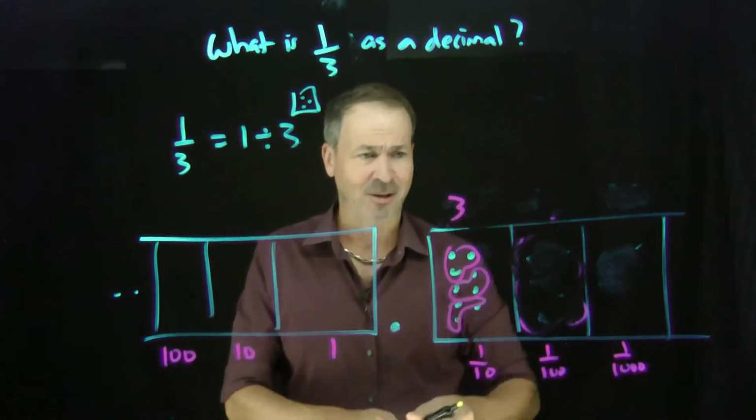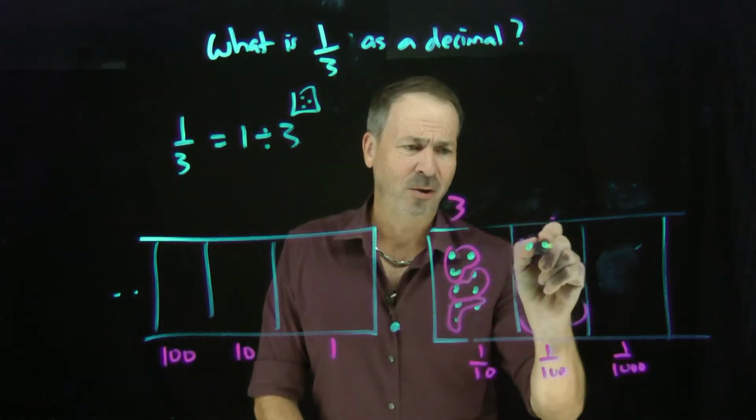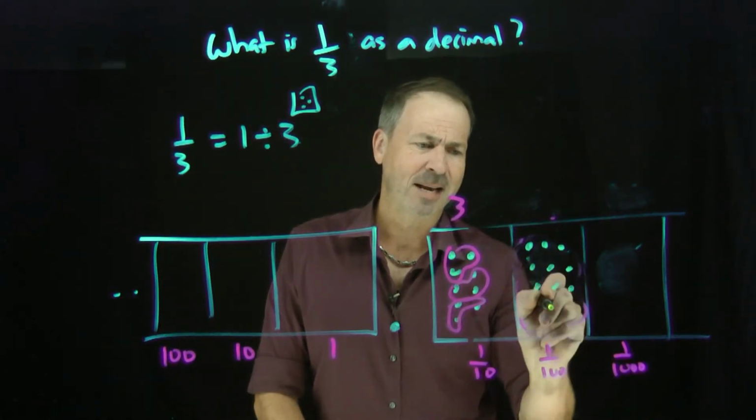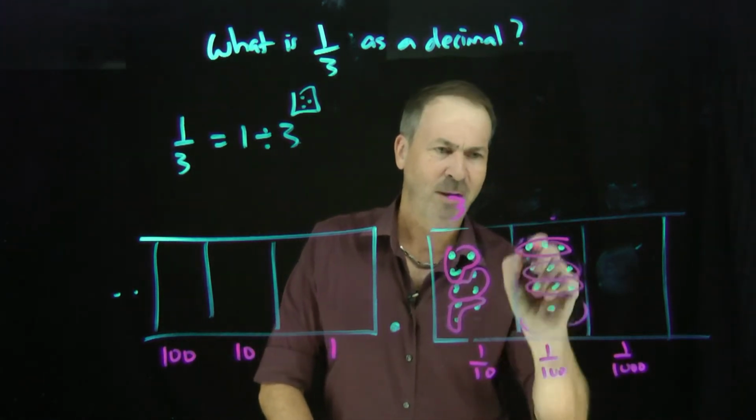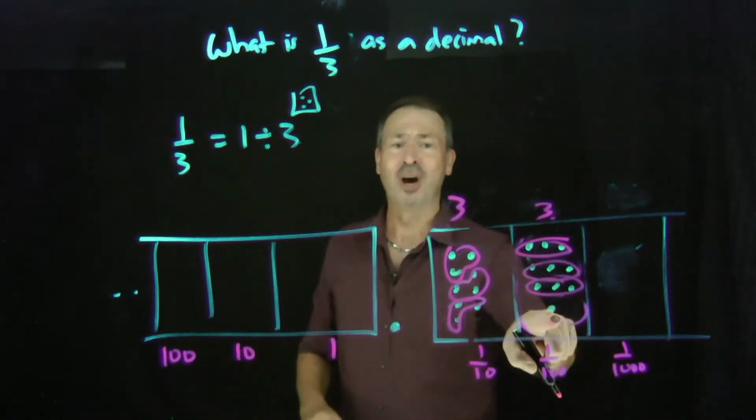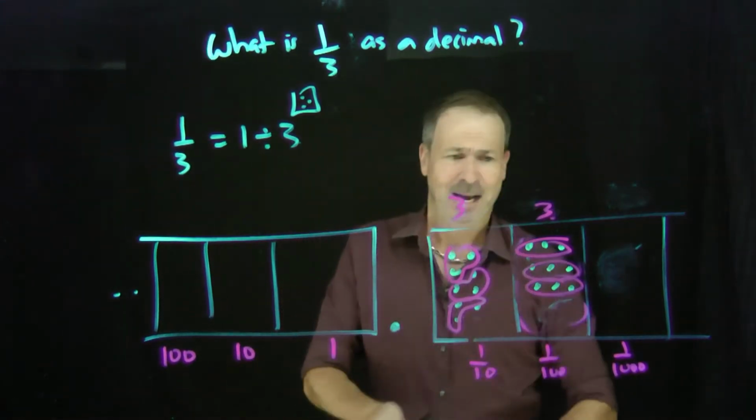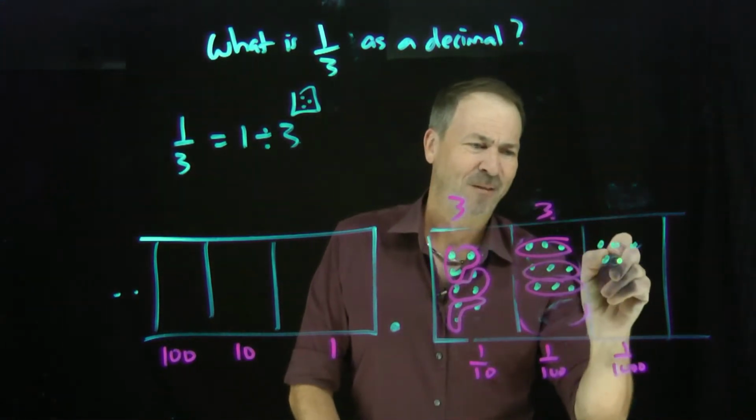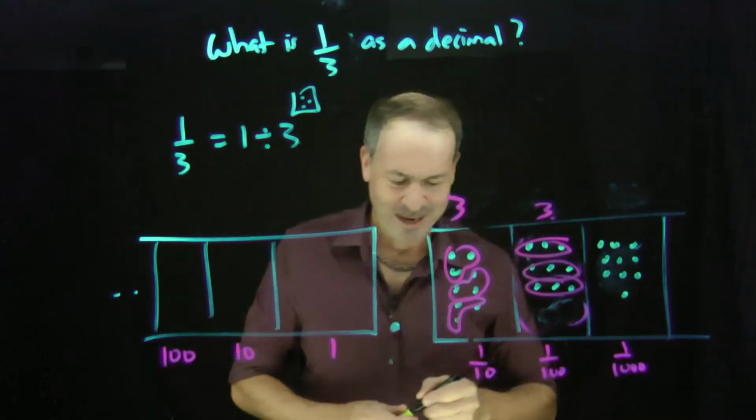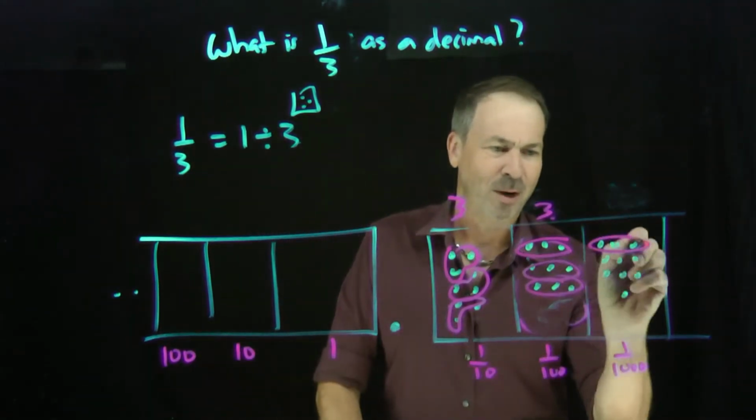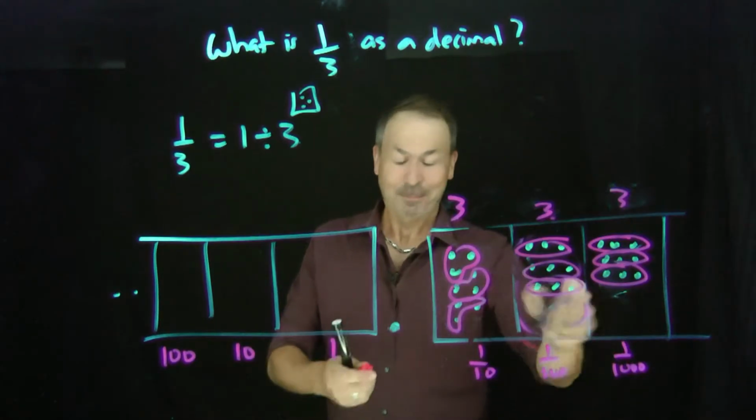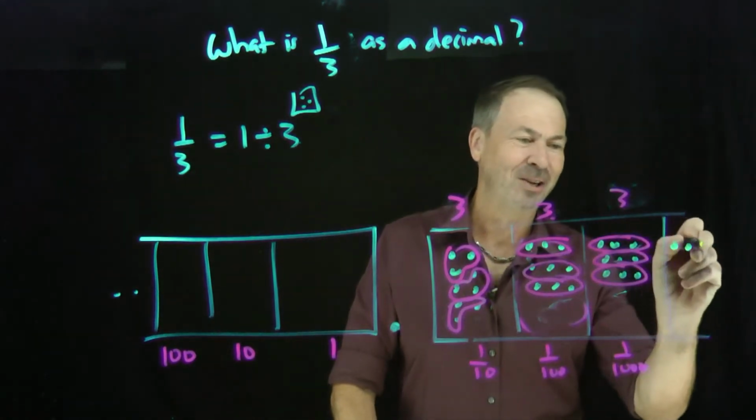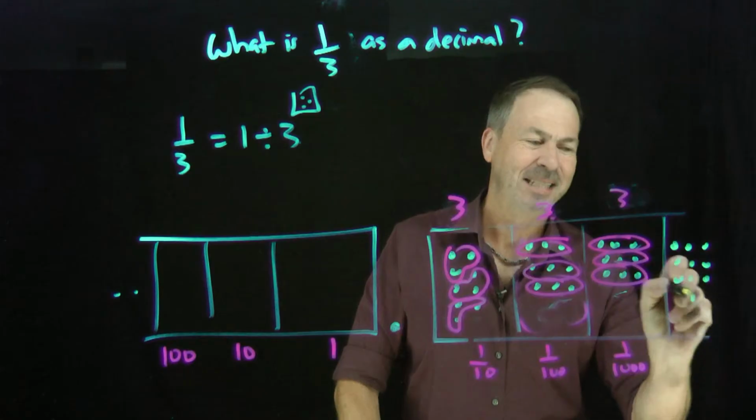Unexplode it. Makes 10 dots over here. 1, 2, 3, 4, 5, 6, 7, 8, 9, 10. That makes 3 groups of 3 and 1 dot left over. Unexplode it. Makes 10 over here again. 1, 2, 3, 4, 5, 6, 7, 8, 9, 10. That makes 3 groups of 3 and 1 dot left over. Let's unexplode it. Makes 10 over here.